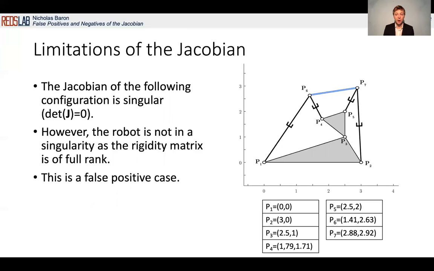We can verify this by computing the rigidity matrix of the mechanism and computing its rank. Indeed, if we do this, the rigidity matrix is of full rank, which means that this is a rigid configuration of the mechanism. Therefore, it's not in a singularity. So we term this a false positive case of the Jacobian, because the Jacobian says we're in a singularity when we are in fact not.